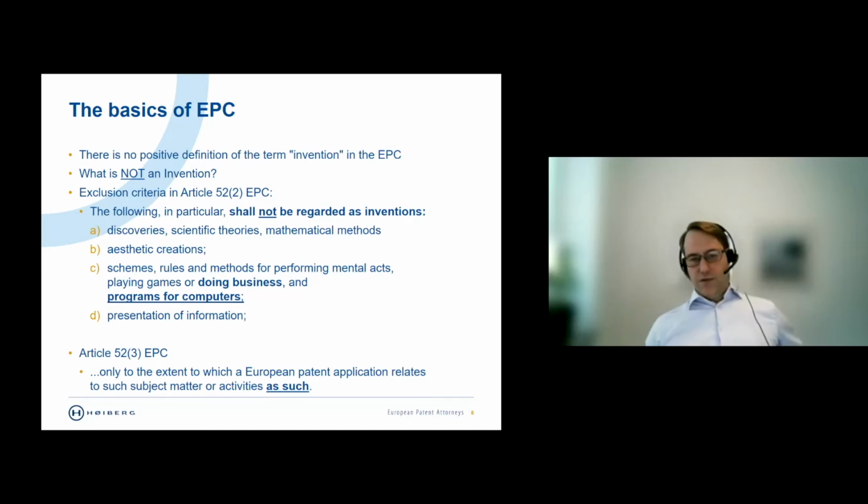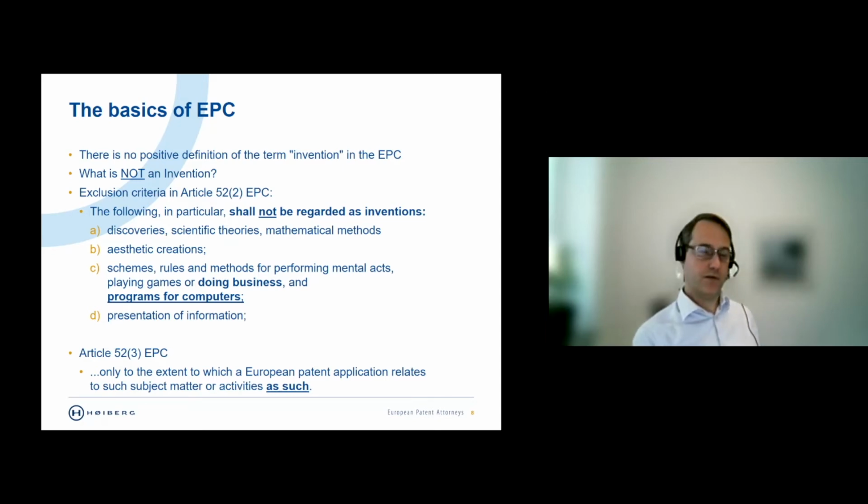Now it's getting a little bit more detailed. We can get into the EPC, the European Patent Convention, and look at what it says. I mentioned on a previous slide already that some things are excluded from patentability. As you see in C, it says that methods for doing business and programs for computers are excluded. And as you see at the end of this slide, it says "as such". So this means that programs for computers are excluded from patentability as such.